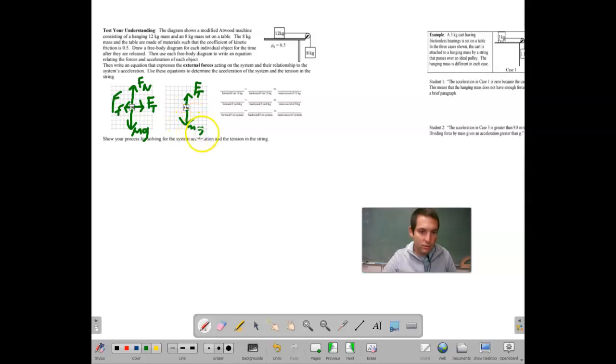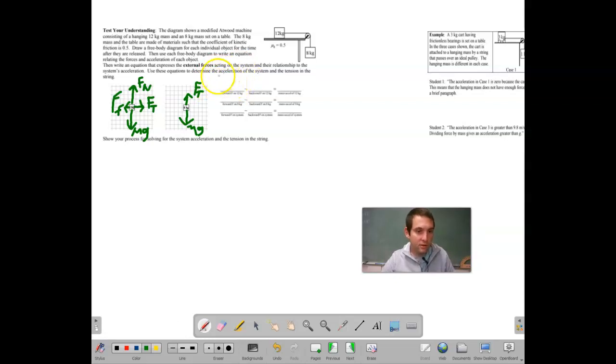Because I know once this is released, this object is going to go down, this object is going to go right. Okay, so without reading any more of the question, I know my next step after drawing a free body diagram would be to create my Newton's second law equations. Stuff that makes it go minus the stuff that holds it back equals mass times acceleration. So let's go on to these equations.